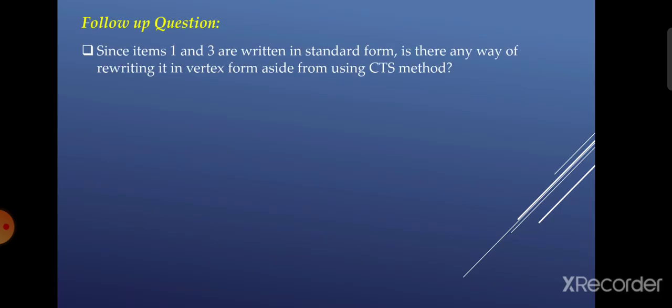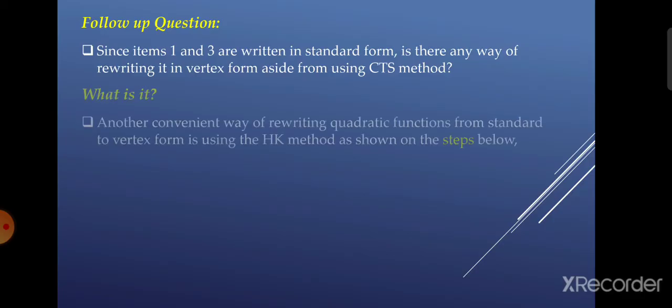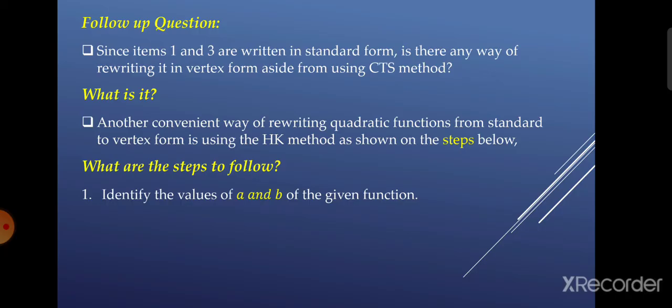Follow-up question: since items 1 and 3 are written in standard form, is there any way of rewriting them in vertex form aside from using the completing the square method, just like what we did in lesson 1 and lesson 2? Another convenient way of rewriting quadratic functions from standard to vertex form is using the HK method as shown in the steps below. It is a different method. What are the steps to follow?